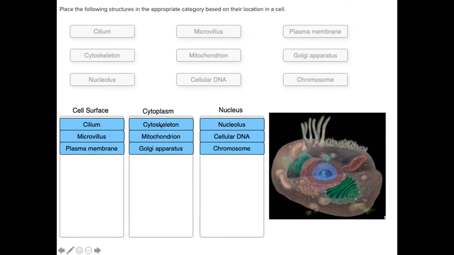And we have all of these structures like the cytoskeleton, the mitochondria, and the Golgi apparatus all fall within the cytoplasm. And when we're talking about the nucleus in particular, this structure here, we have the nucleolus, which produces RNA. We have cellular DNA and chromosomes all involved around the nucleus.